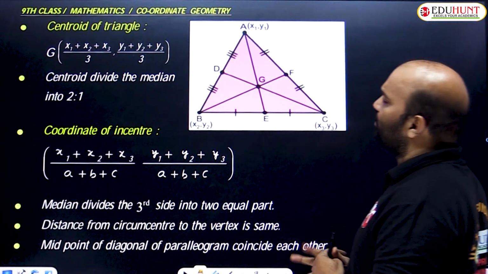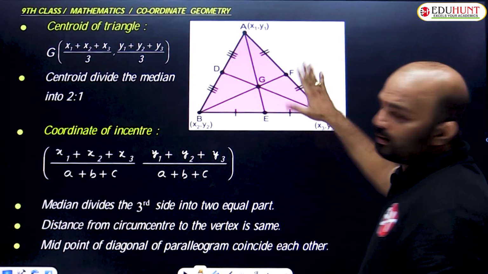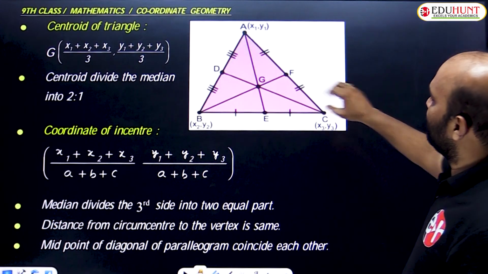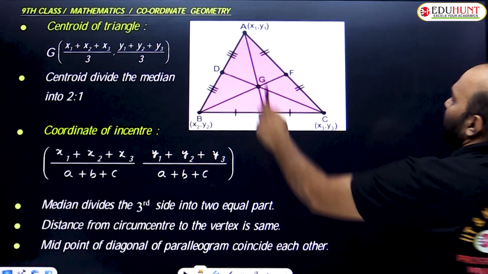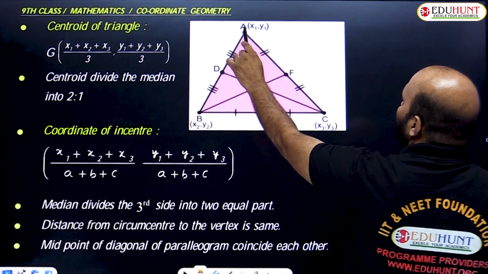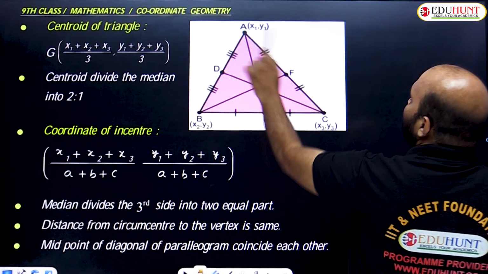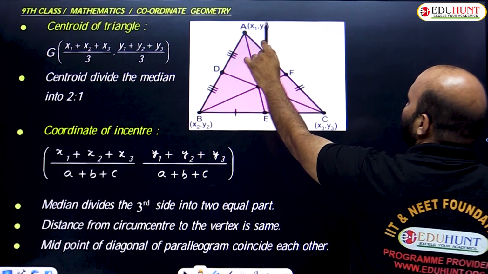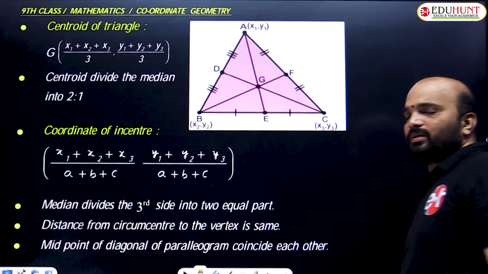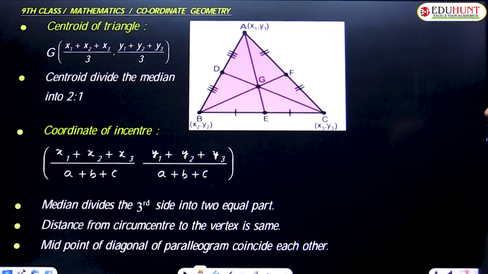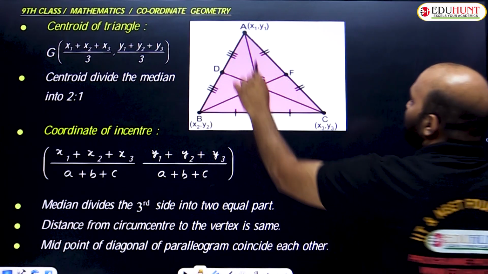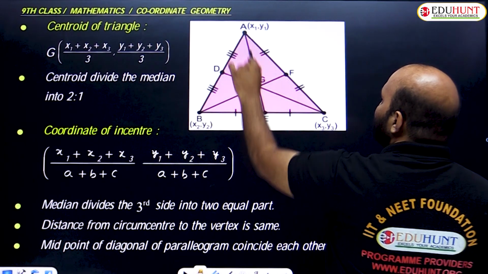So how to define the centroid of a triangle? Here in the picture a triangle is given. The triangle ABC, where A has coordinates x1 comma y1, B has coordinates x2 comma y2, and C has coordinates x3 comma y3. Am I clear?